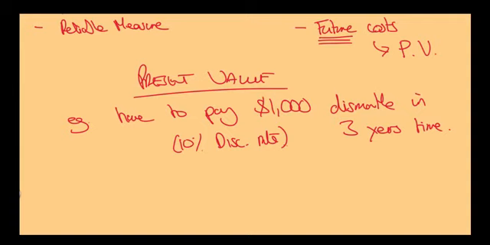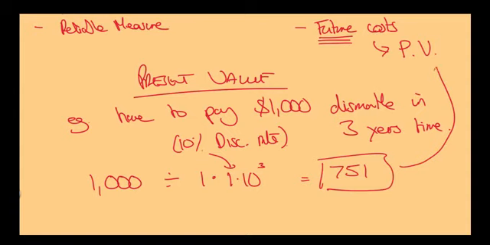Nice and easy. All you have to do is take the 1,000 and divide it by 1 point, whatever your discount rate is, so 1.10. Now that will give you the present value for 1 year. I want to do it for 3 years, so I have to divide it by 1.10 3 times. So divide by 1.10, divide by 1.10, divide by 1.10, or divide by 1.10 cubed. And if you get that, it will come to 751.